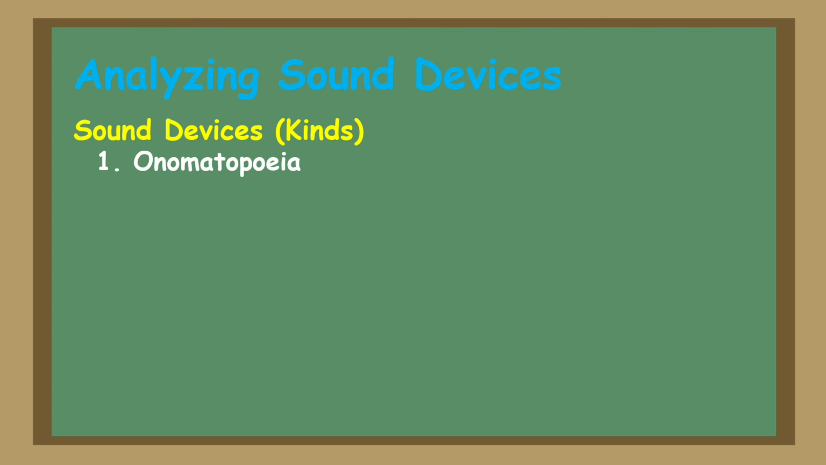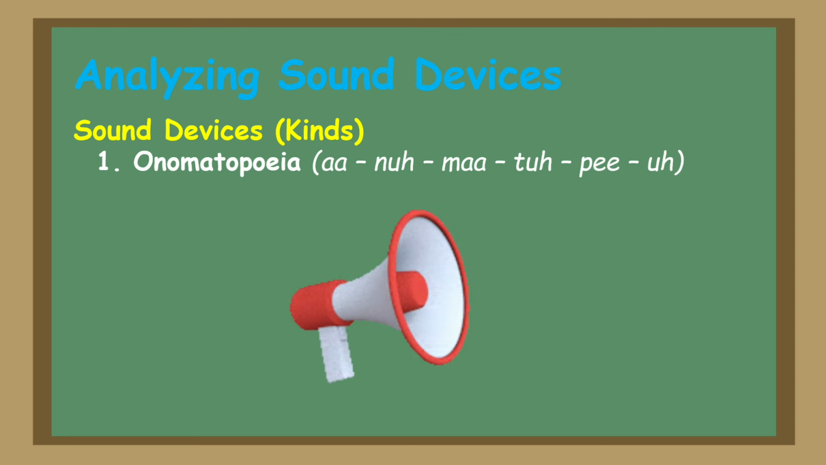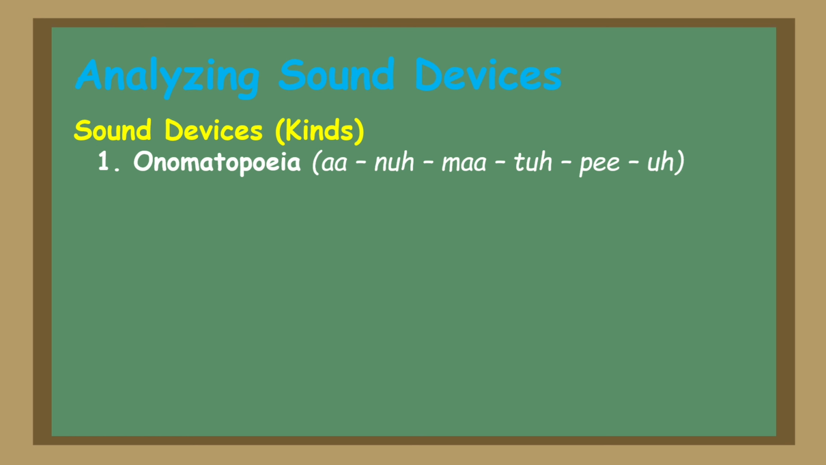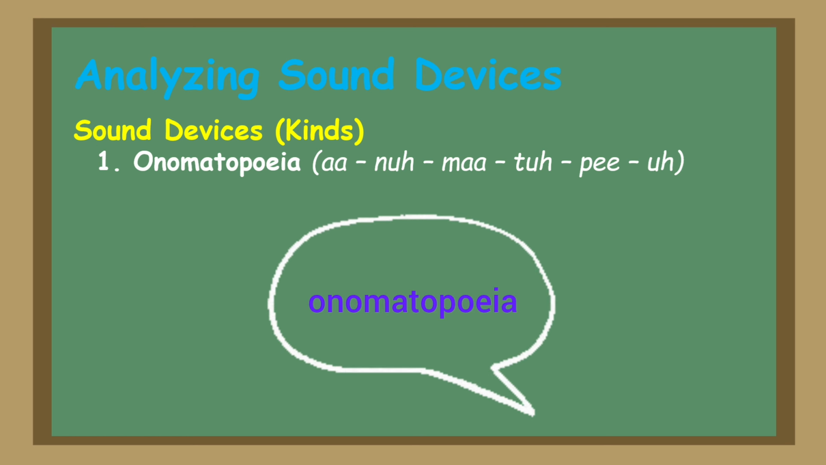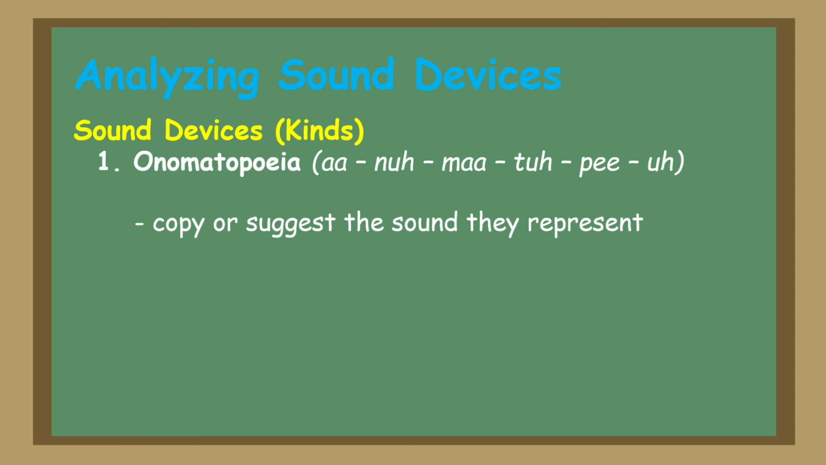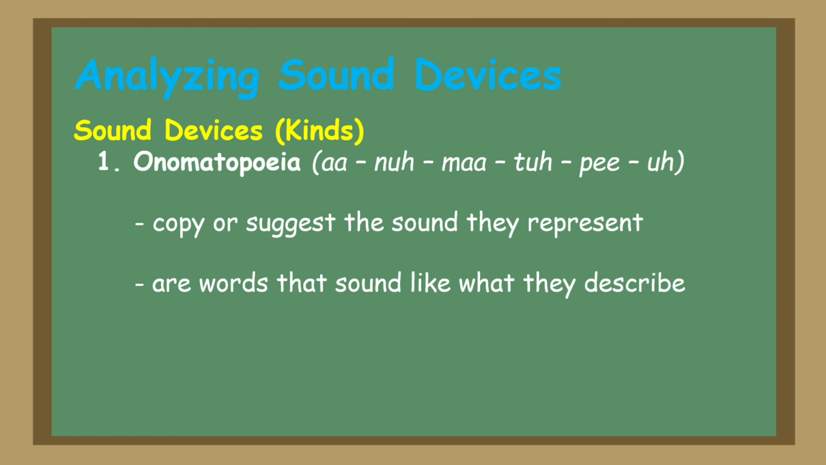The first is onomatopoeia. Sabihin nyo nga ulit. Bagalan natin ng konti ha, and sundan nyo ako. A, na, ma, ta, pi, a. Let's say it together. Onomatopoeia. Kayo nga? Very good. So, onomatopoeia are words that copy or suggest the sound they represent. O sa madaling salita, they are words that sound like what they describe. Or in Tagalog, yung tunog talaga.